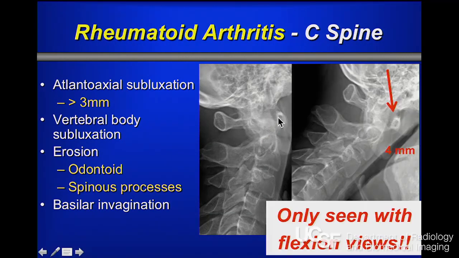And sometimes you only see it during flexion. And it's really critical that you should always get these flexion radiographs. So you will not see the instability typically in these standard radiographs. You may see vertebral subluxation, you may see erosive changes of the odontoid, of the spinous processes, and also one important and very critical complication is basilar invagination, where basically the dens migrates into the foramen magnum and can cause some major neurological damage.